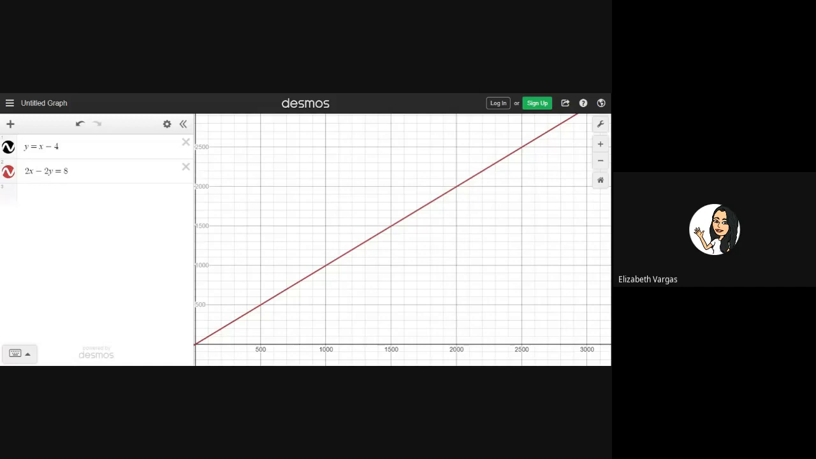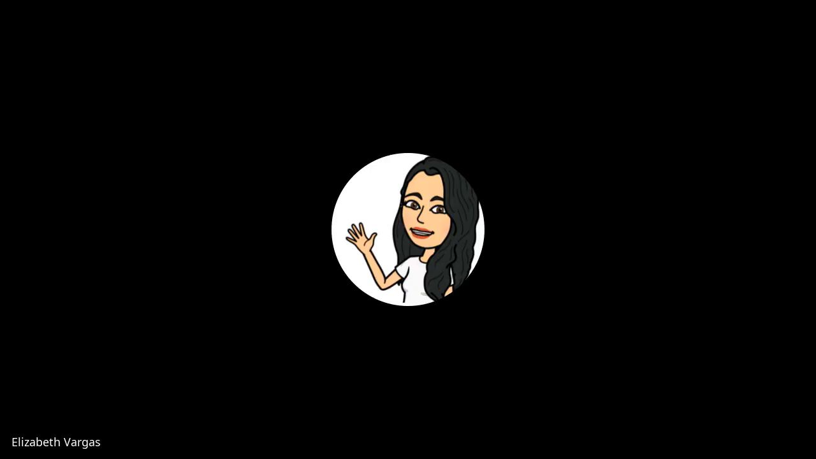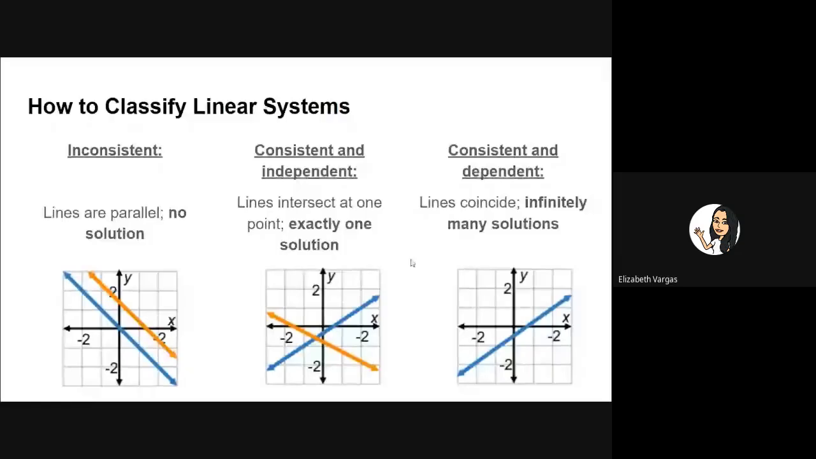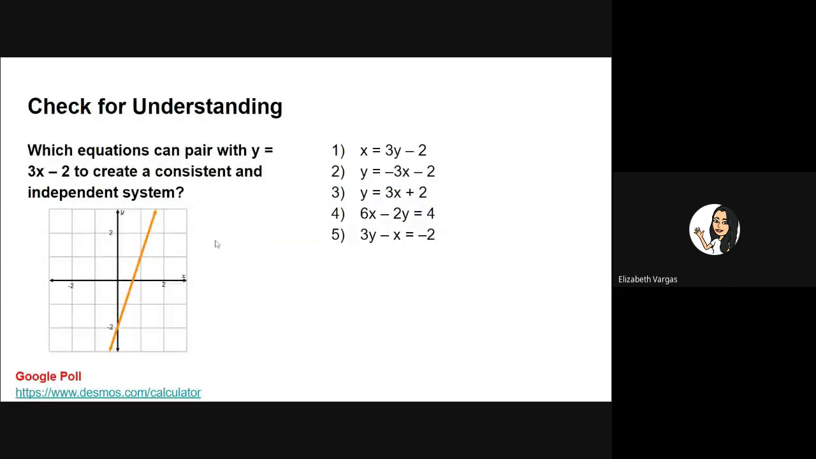Okay. So that being said, let's just look at this one more time. That being said, once again, inconsistent solutions have absolutely no solutions. Consistent and independent have exactly one solution, so they have one point of intersection. Consistent and dependent means their lines coincide indefinitely, and so they have infinitely many solutions, okay? That being said, let's do a quick check for understanding.